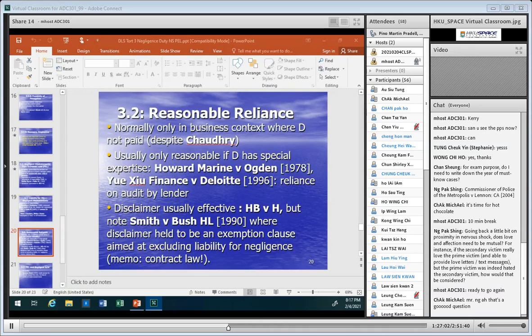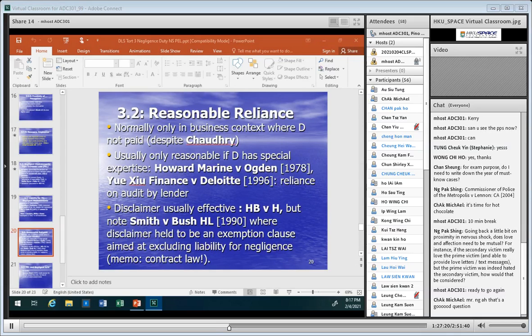And then we've got Shui Finance and Deloitte. I don't think this one's in your course manual. It's just reliance on an auditor by a lender, and the court found that it was reasonable reliance. So don't worry about the Shui Finance case.